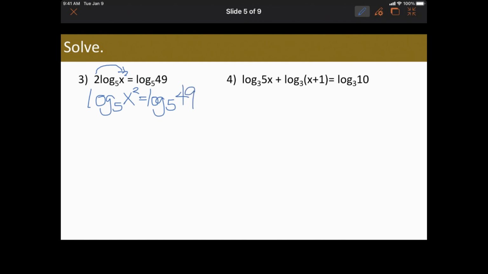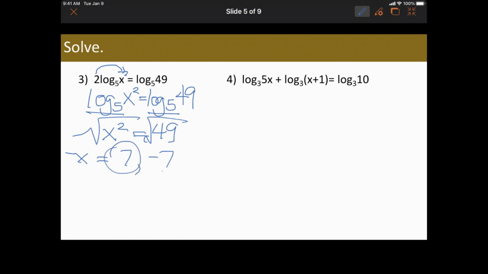Okay, now that we have the same base, a single log on both sides of the equal sign, we're going to set the arguments equal, take the square root, so x equals 7 and negative 7. So if I put in positive 7, is it good? Perfect. What if I put in a negative 7? No, then it's negative and I don't want that. So my answer is just x equals 7.